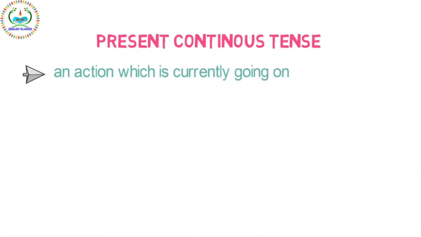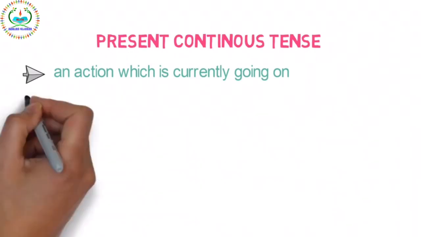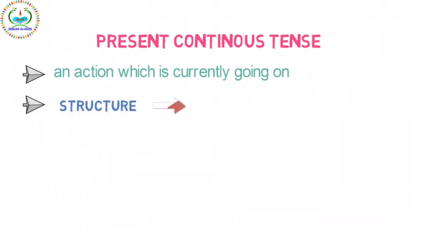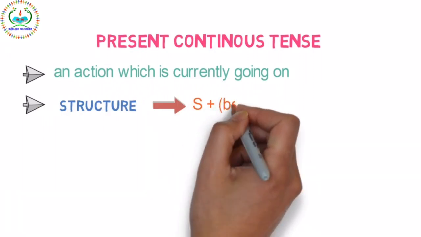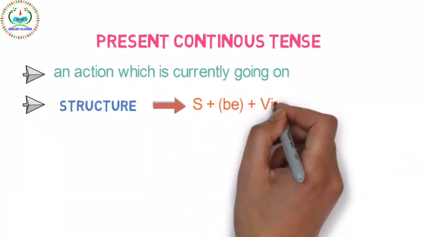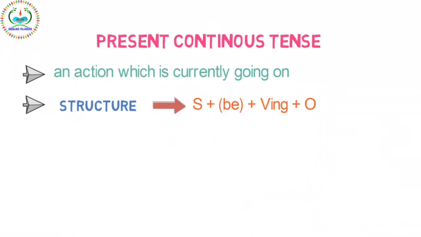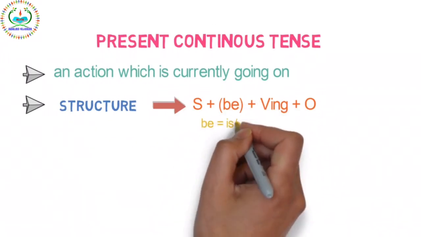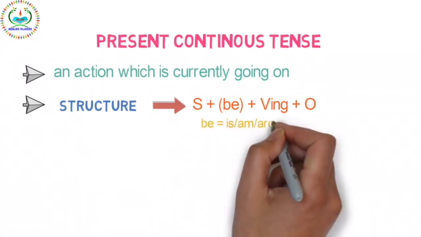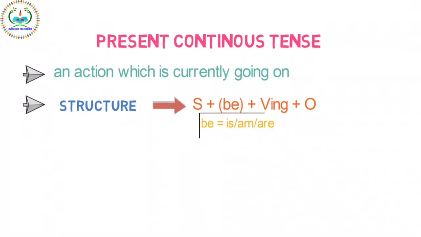So, the event is still going on by the time we are referring to it. Structure of it is subject plus be verb plus verb's ing form plus object. Be verbs here are is, am and are. It's selected depending on the first person, second person and third person.